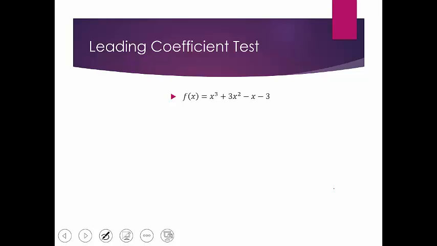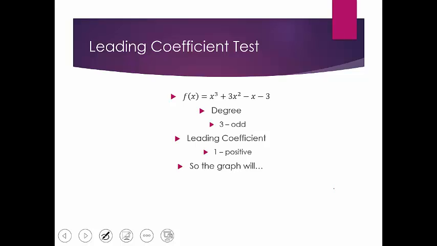So here's an example. f of x equals x cubed plus 3x squared minus x minus 3. The degree of this function is 3, which is odd. The leading coefficient is 1, which is positive. So by using the leading coefficient test, n is odd and the leading coefficient is positive, which means the graph will fall to the left and rise to the right.